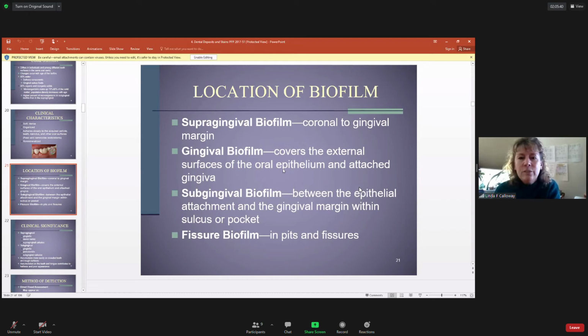and attached gingiva. So in other words, there's so much plaque, it's on the gingiva surface. And then there's subgingival. And there's fissures, which is in the pits and fissures of teeth. That's why when our toothbrush bristles can't get in deep occlusal pits and fissures of molars, we can get cavities.